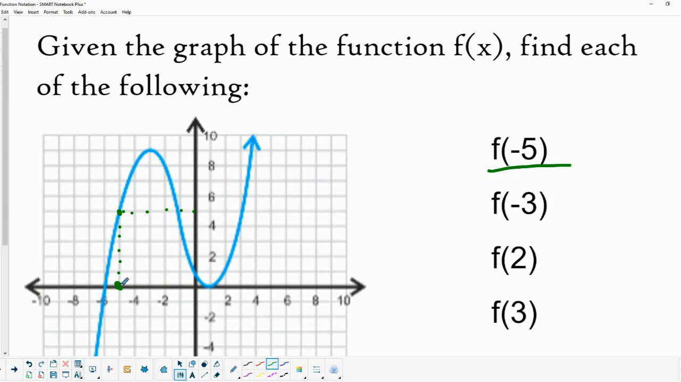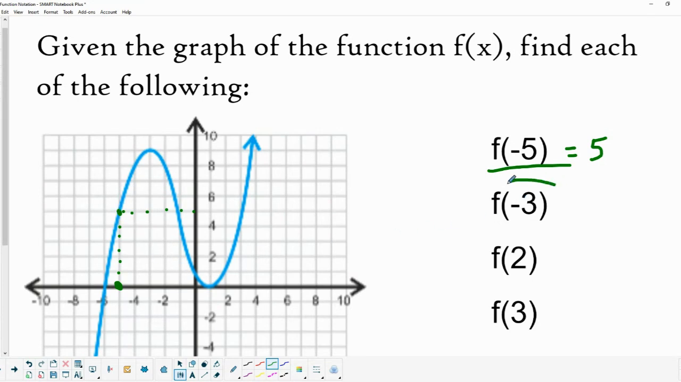So look at that. When you have an x value of -5, you have a y value also of 5. So this point right here is -5, 5, and we put a point right there.